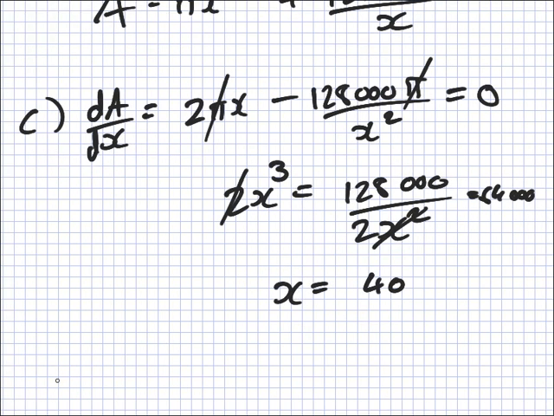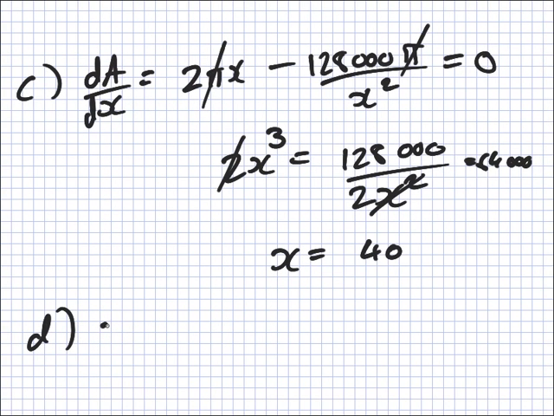Confirm it's a minimum. That's 50 point. No, it's 40. Is it 50.39? Cube root of 64,000 is not 40? No, it is. Oh yeah.